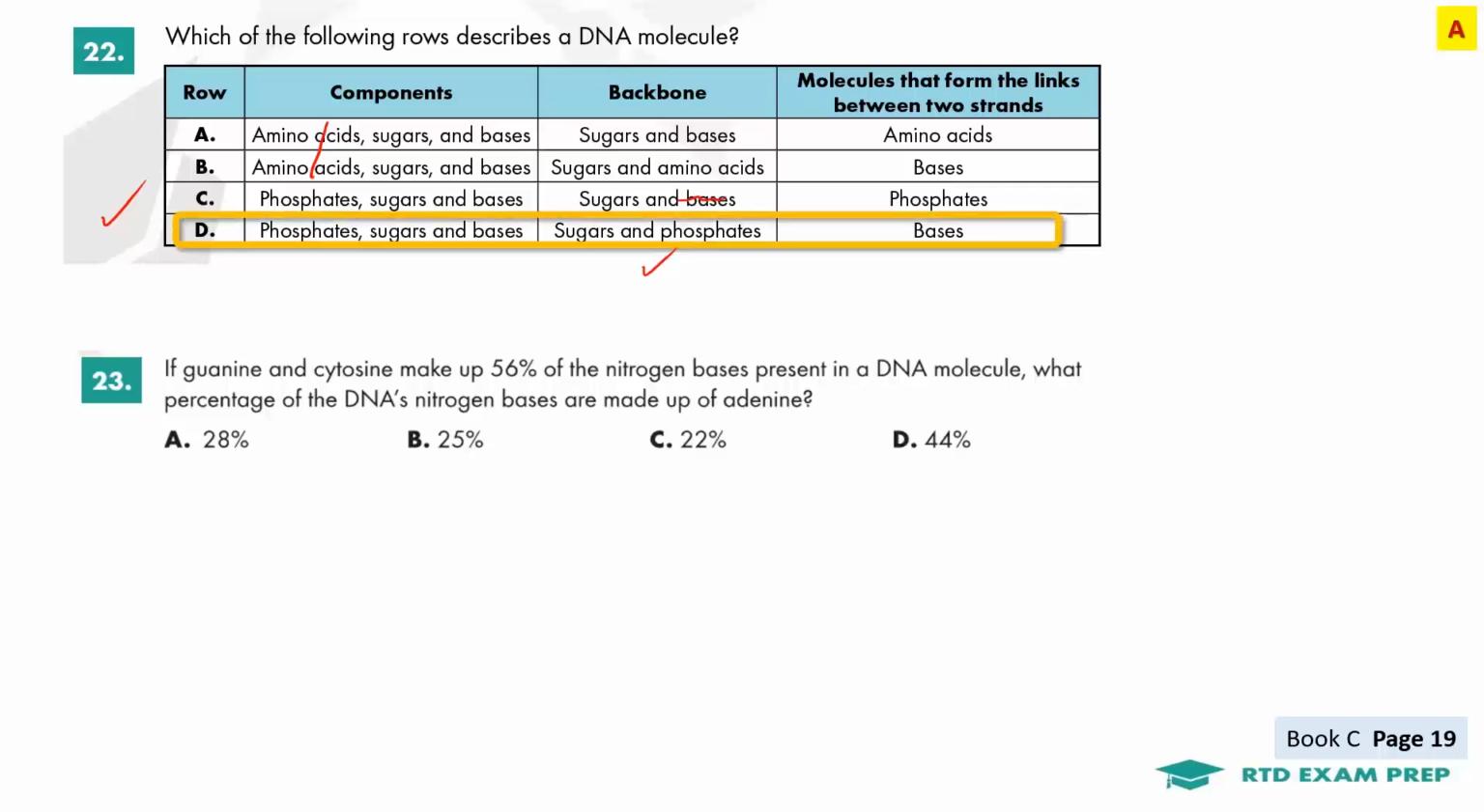And 23, if guanine and cytosine make up 56% of the DNA molecule, what's left for adenine? So if we use 56, therefore we have 44% left, so 22 will go to thymine, and 22 will go to adenine.